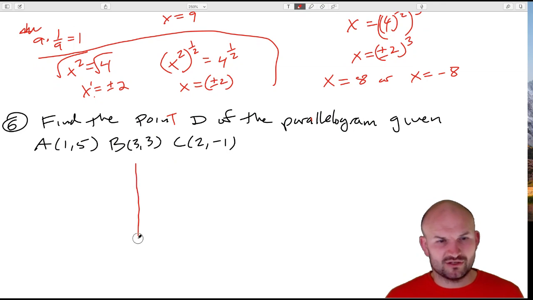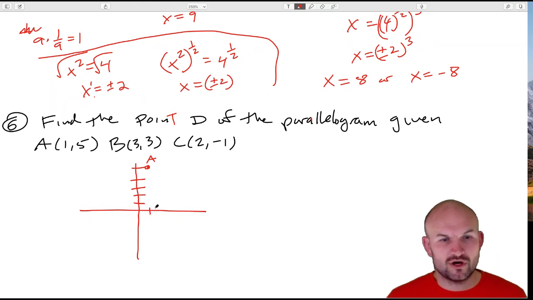So first thing, what I tell students when I taught geometry is just plot the points. So we have over 1, up 5. 1, 2, 3, 4, 5. And then label the points. 3. So 1, 2, 3, 1, 2, 3. And then we have C, which is over 2, down 1.